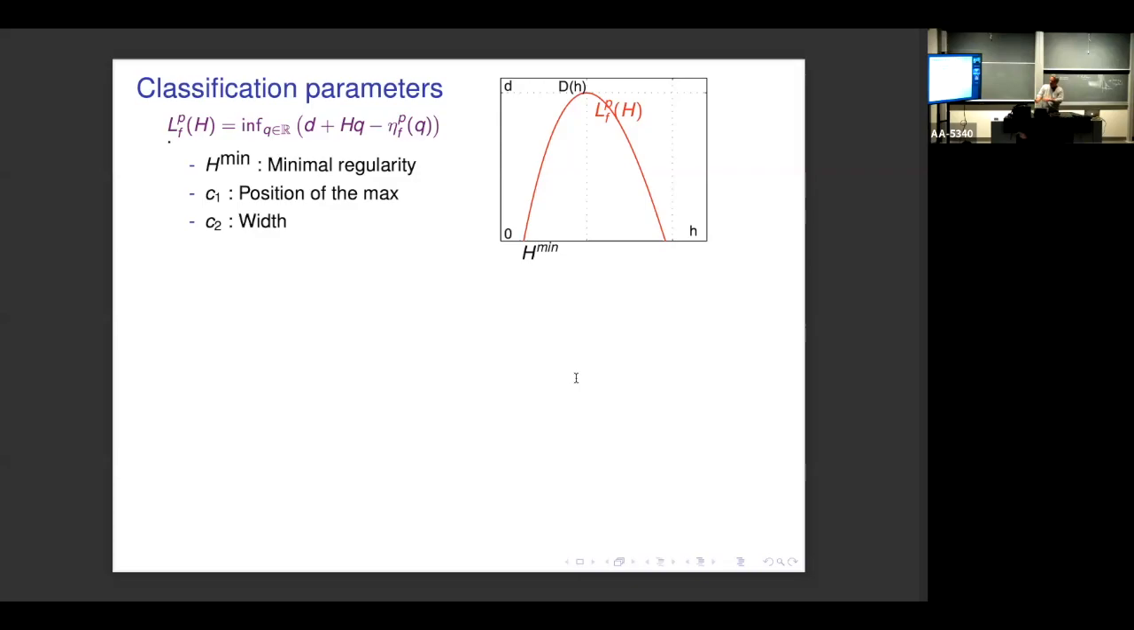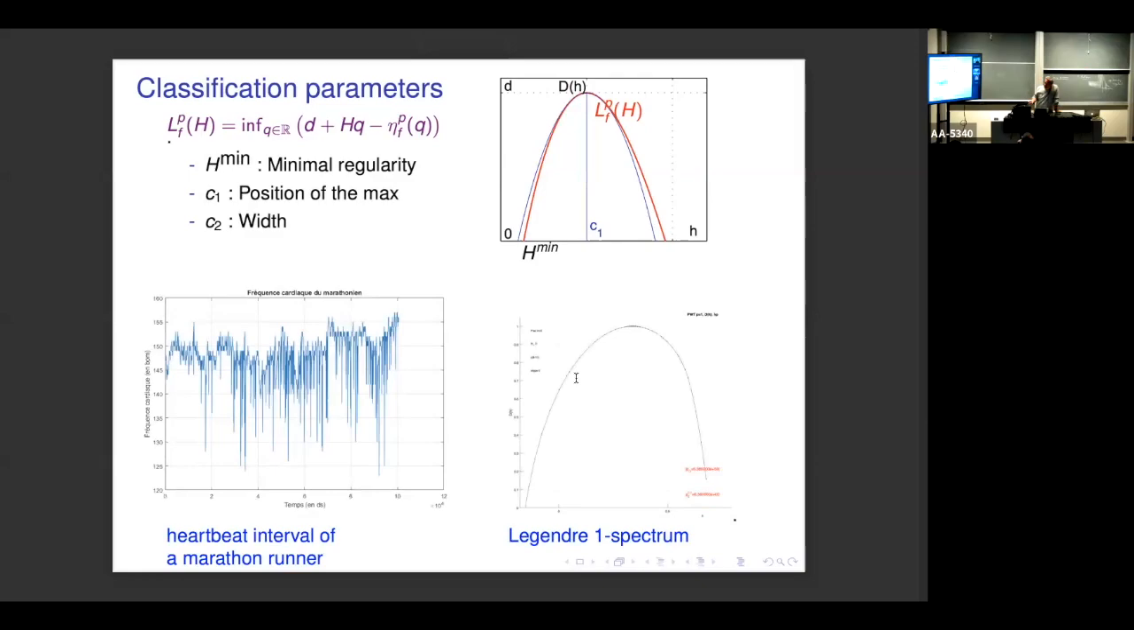And this gives you a kind of statistical repartition of the singularities. For given h, you have the corresponding dimension of the set of points where the exponent takes the corresponding value. Okay, so this is again on the marathon runners data on which we worked a lot recently. This is the heartbeat interval, so the time between two consecutive heartbeats of the runner, and this is what you obtain performing a Legendre spectrum.